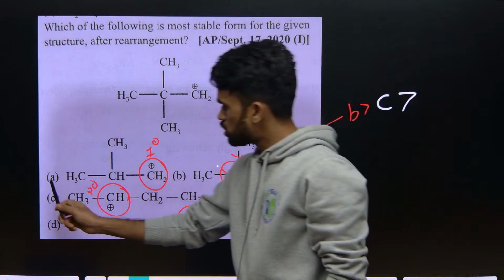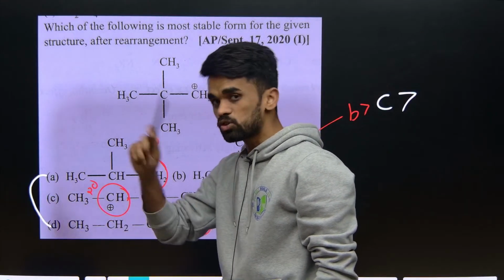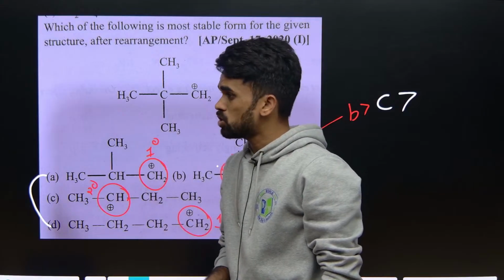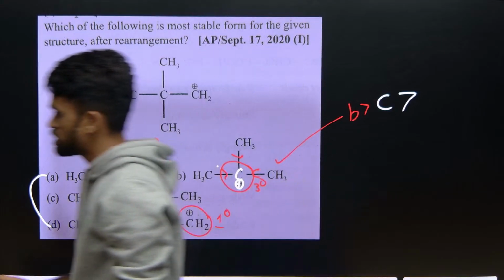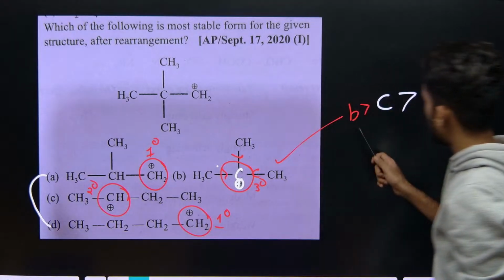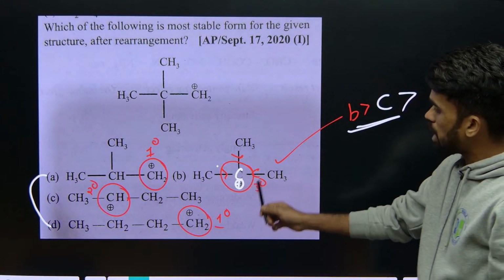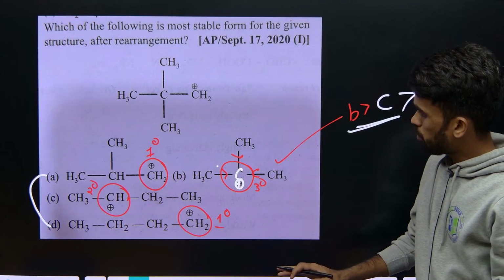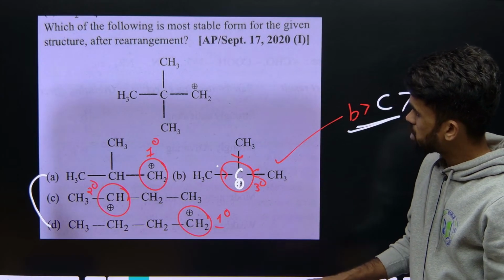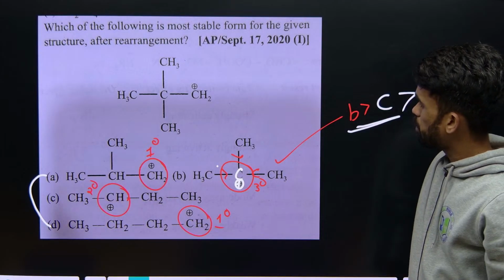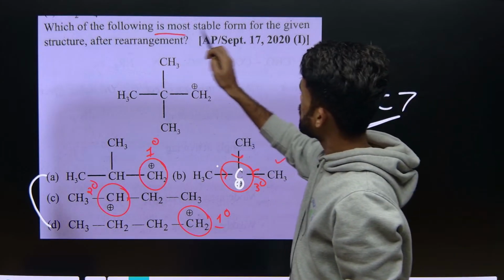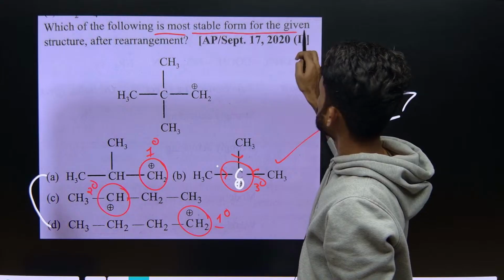In order to answer this between A and D, we need to study one more effect, that is hyperconjugation, that we will be discussing in the next session. But up to here it is clear now why B is more stable? Yes, because more alkyl groups are there here.